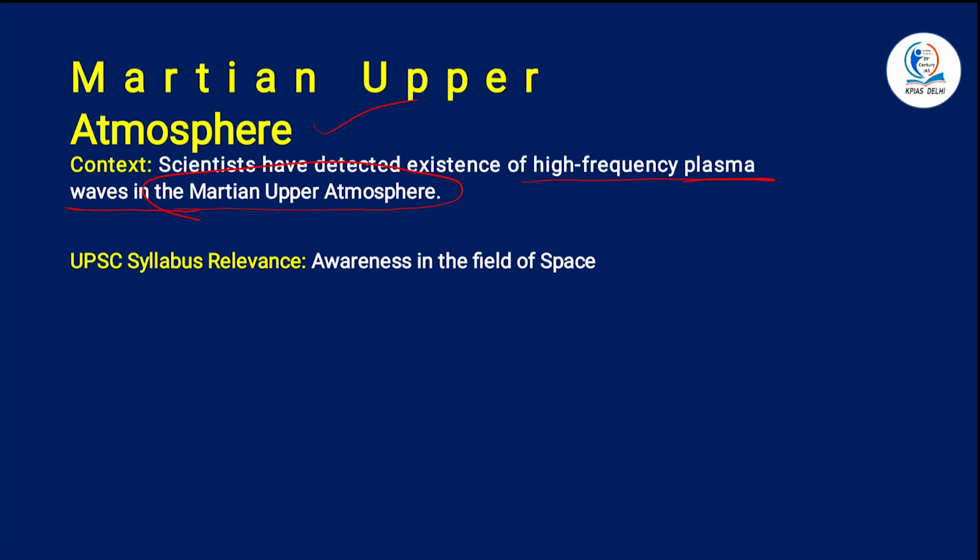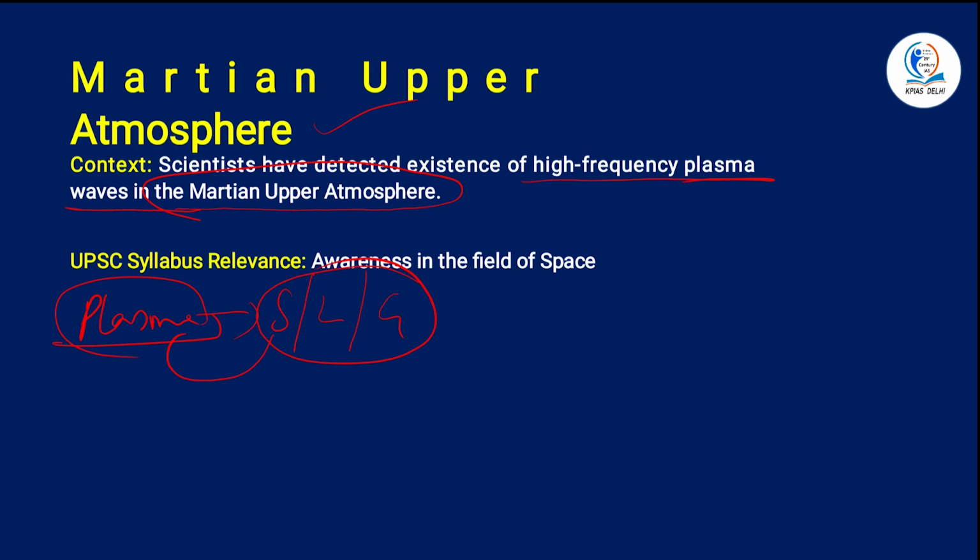So first you need to understand what is this plasma. What are these plasma waves? Whenever you talk about plasma, what do you mean by plasma? Plasma is also regarded as a fourth state of matter. We have 3 states of matter. One is your solids, the other one is your liquid, other one is gas. So plasma is regarded as the fourth state of matter.